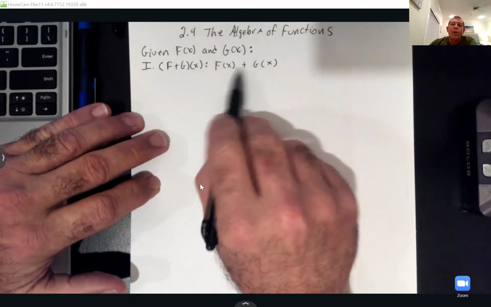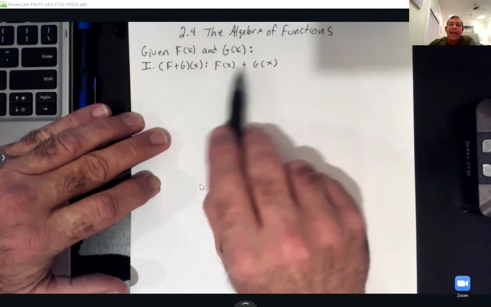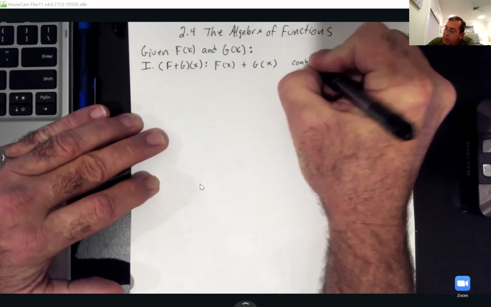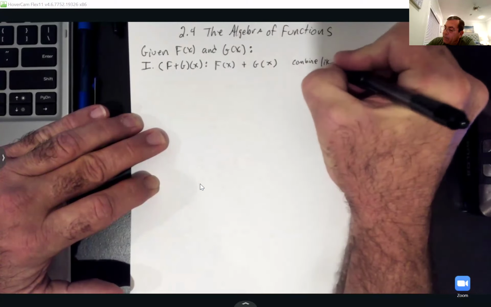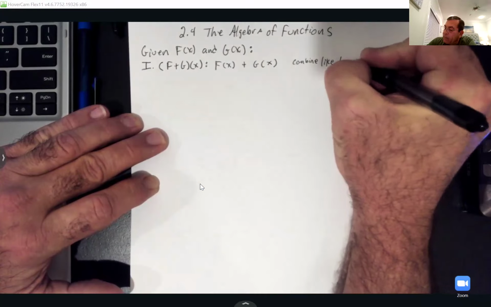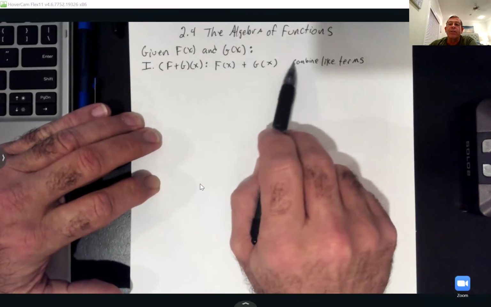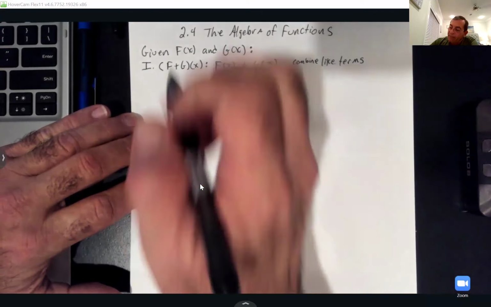Now remember, when you're adding, all you can do when you add two functions is combine like terms. Okay, you cannot do anything else with this. You can only combine like terms.